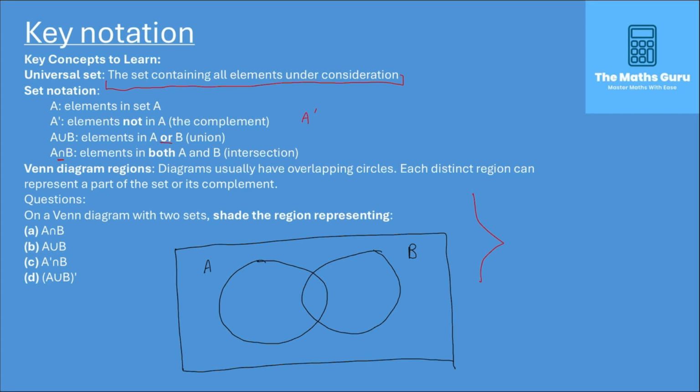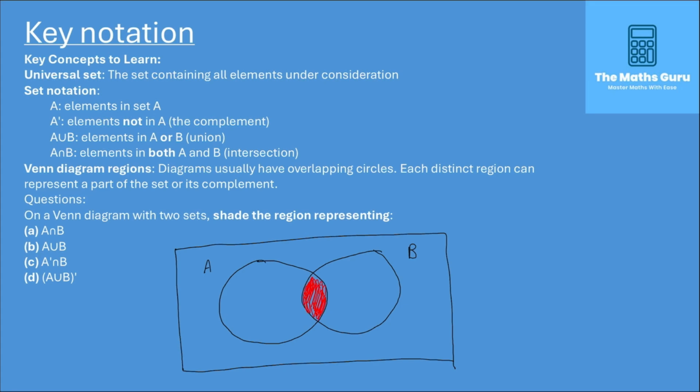So, on the Venn diagram with two sets, shade the region representing firstly A and B. So, A and B, if we look up here, it means elements in both A and in B. So we know that all elements in this circle here belong to A, and all the elements in this circle belong to B. What does this tell us about which elements are in both A and in B? Well, the elements that are in both A and B follow this, the intersection between the two circles.